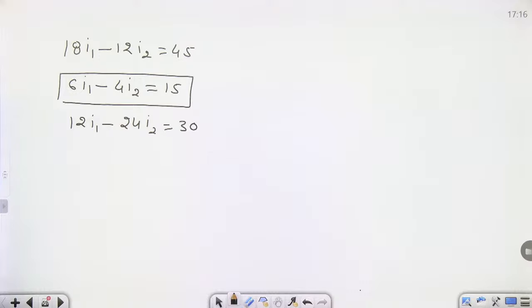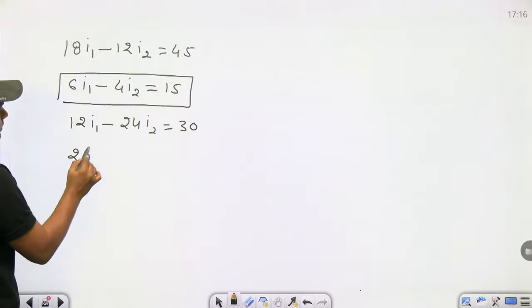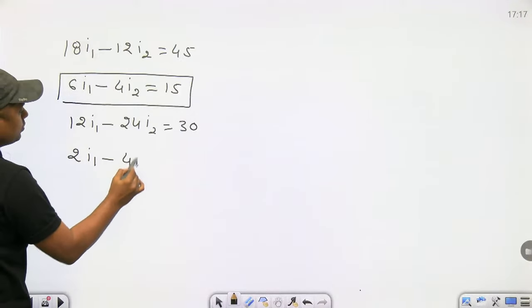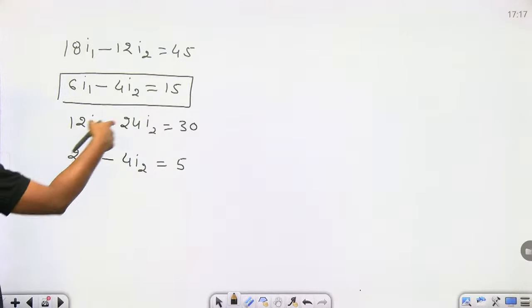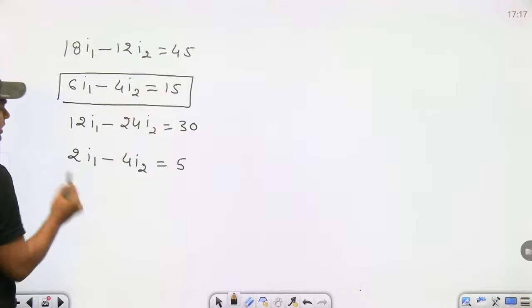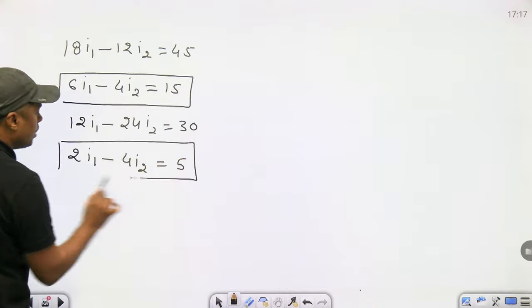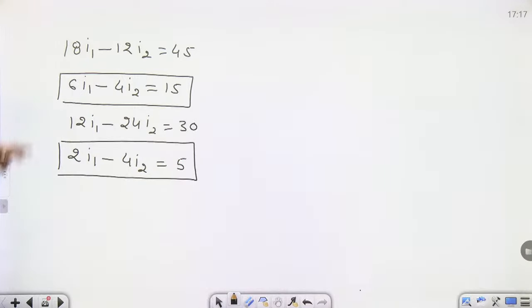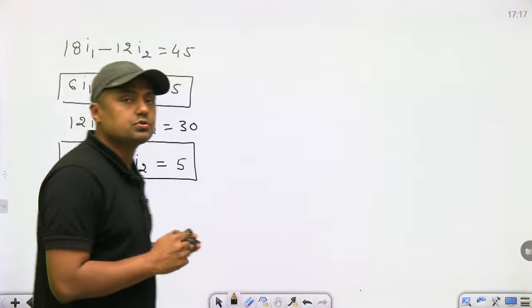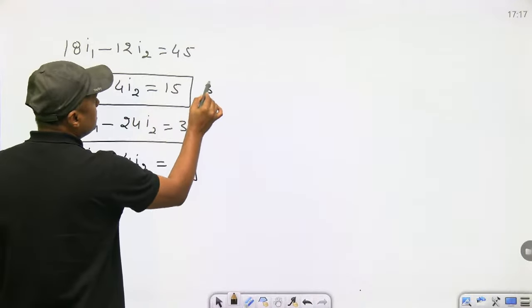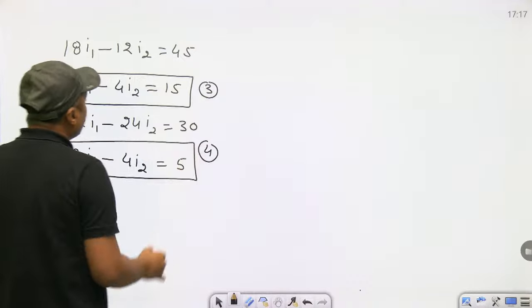So first of all you can take a common factor. You can take 6 as common. It will become 2 I1 minus 4 I2 is equal to 5. It is divisible by 6: 24 gives 4, and 30 gives 5. That is the second equation. Now, we can use the elimination method to solve this question. So this is equation number 3 and that is equation number 4.